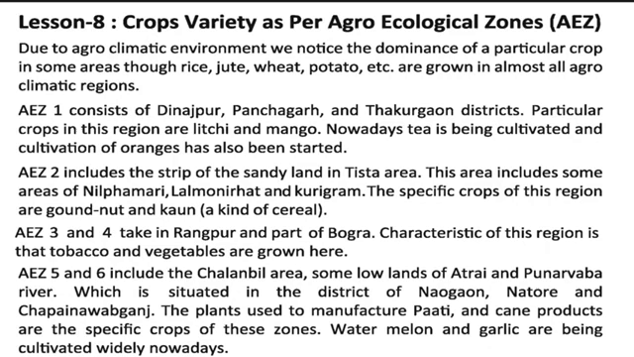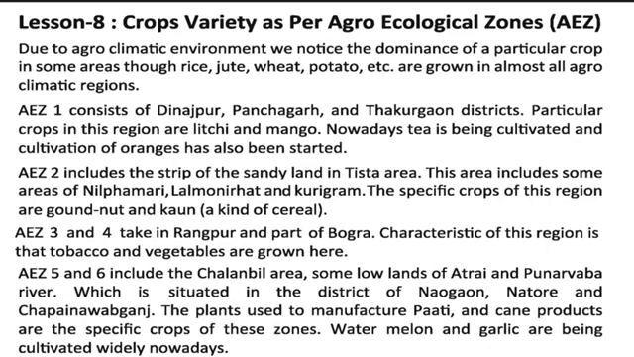Agroecological zones 3 and 4 take in Rangpur and part of Bogura, and the characteristic crops of the region are tobacco and vegetables. We can produce more tobacco and also vegetables there.